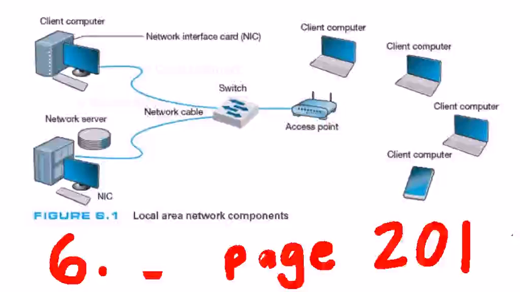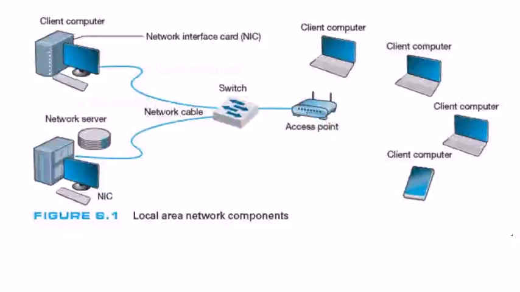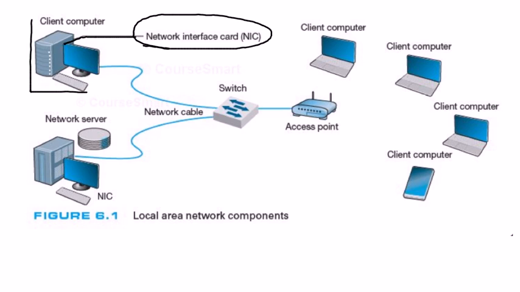Section 6.2 begins on page 201, and we start to look at the components that actually allow us to connect computers to share the resources that we talked about with Section 6.1. The first that we're going to look at is the network interface card. Now in this image, the network interface card is only connected to this desktop client computer, and that's a little bit misleading.